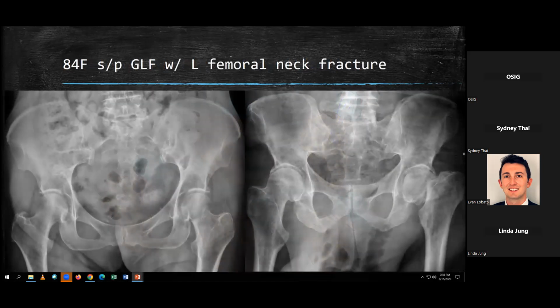Okay, a tale of two hips. These are both 84-year-old females with left femoral neck fractures. Does anyone want to hazard a guess, or talk to me about where they see the fractures on each one? Is there a pointer up here? Just point from down there. No. All right, Andrew, you're up. Come to us.